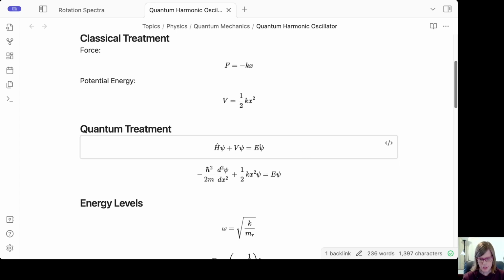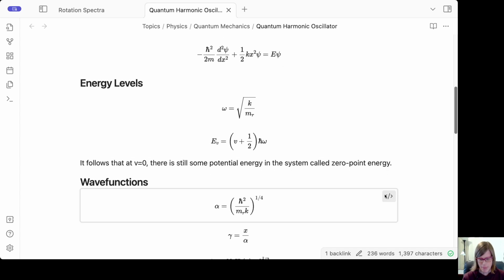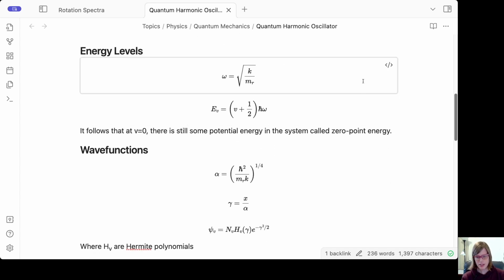And when you take it to the quantum treatment, you need to use it with the Schrödinger equation. So you can see how we have H psi plus V psi equals E psi. And that comes out to be, there's the H operator, H hat, acting upon psi, and then 1/2 kx squared psi equals E psi. So that's how you insert this potential energy into this Schrödinger equation. And then as you solve it, you get the energy levels.